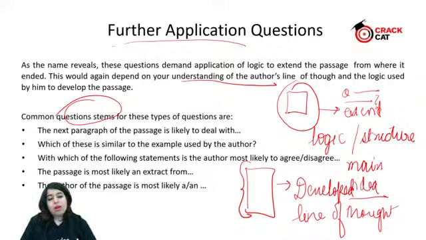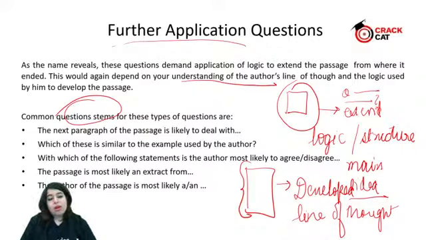And what kind of thoughts he might possess, and what kind of thoughts he might refrain from possessing. These are the kind of things that we really need to think about before marking the correct answer. The next question here is, which of the following statements is the author most likely to agree or disagree with? Okay, we have done this.